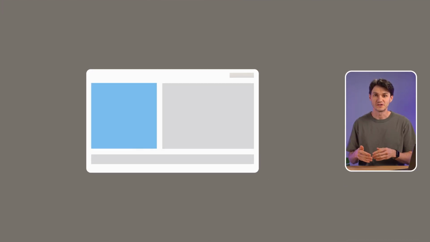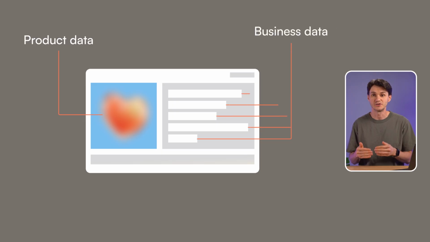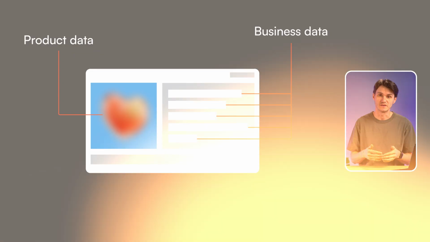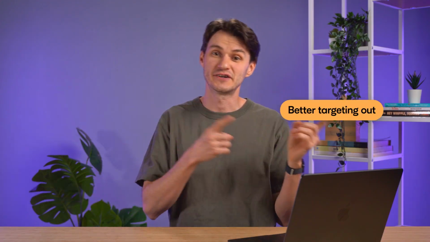Meta's new AI feature scans your web pages and automatically pulls in product and business data. The richer your event data is, the more Meta's optimization algorithms have to work with. So better data in, better targeting out.